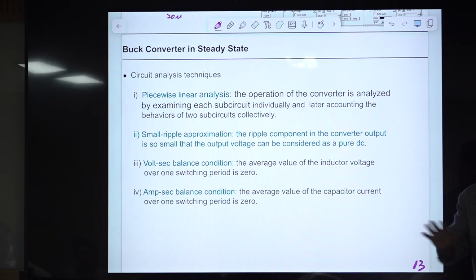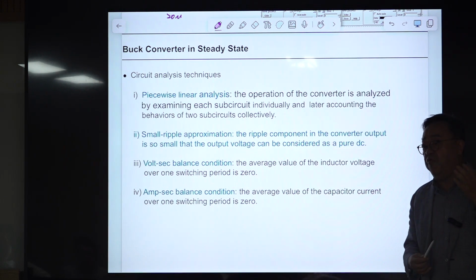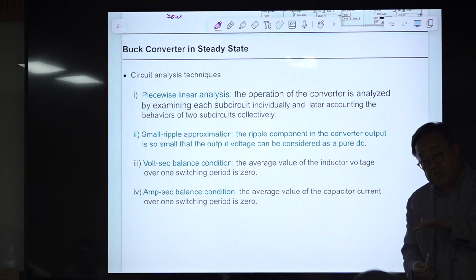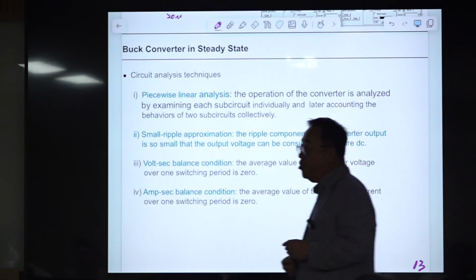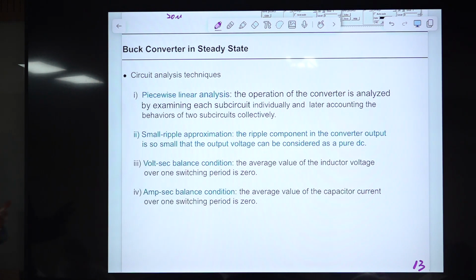There is no loss of information in the analysis. Just using DC for the output voltage simplifies analysis, so it provides streamlined analysis, quick and easy. That's one thing. The more important thing is, suppose you want to have the exact amount of the ripple component.